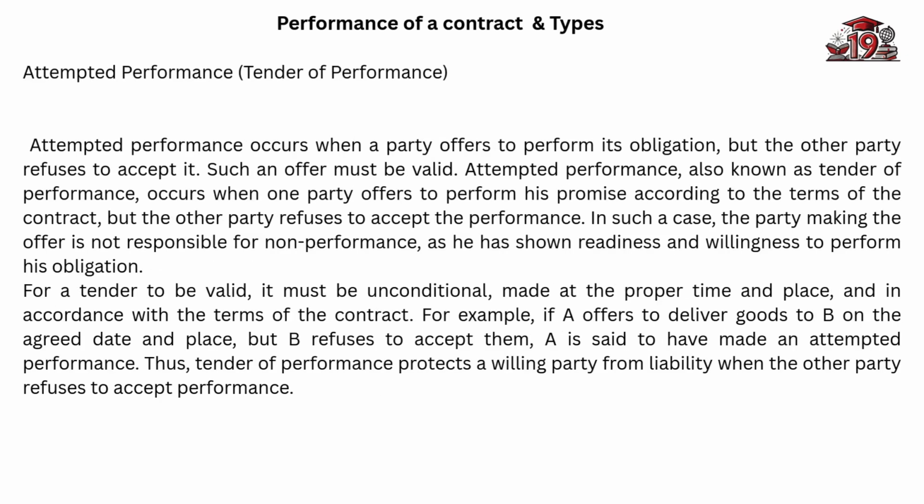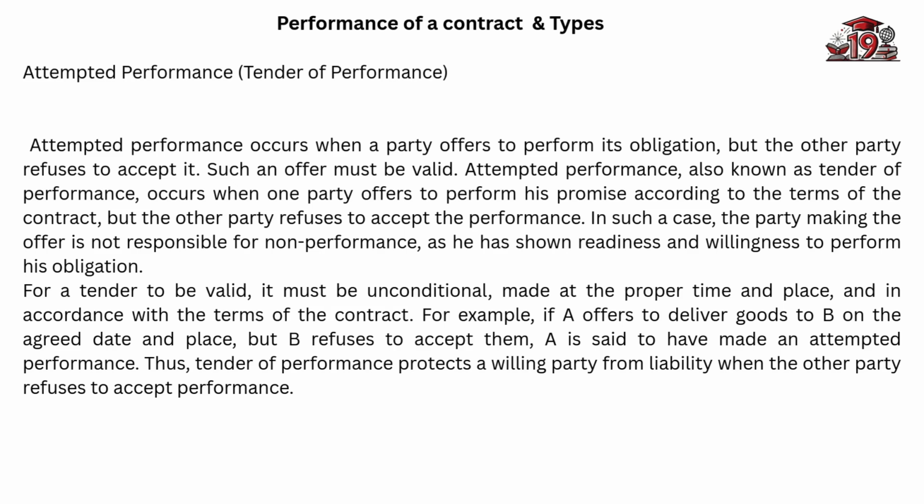Attempted performance, tender of performance. Attempted performance occurs when a party offers to perform its obligation, but the other party refuses to accept it. Such an offer must be valid. Attempted performance, also known as tender of performance, occurs when one party offers to perform his promise according to the terms of the contract, but the other party refuses to accept the performance. In such a case, the party making the offer is not responsible for non-performance, as he has shown readiness and willingness to perform his obligation.